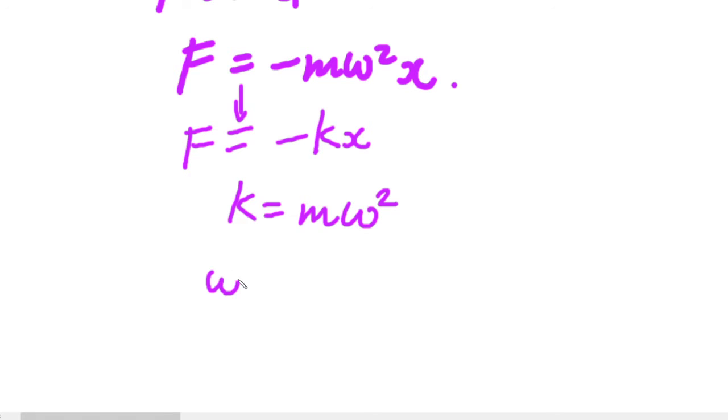And omega, which is an important quantity from which we can derive other things like the frequency of the oscillation or the period of the oscillation, is going to be equal to, well, dividing both sides by the mass, we get k over m is omega squared, and omega is equal to the square root of k over m.